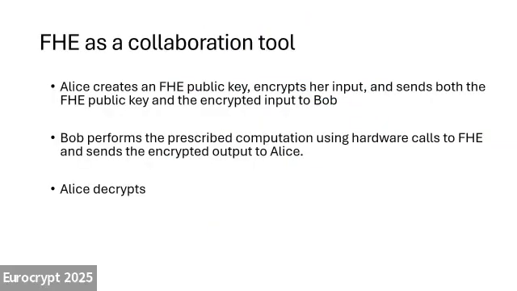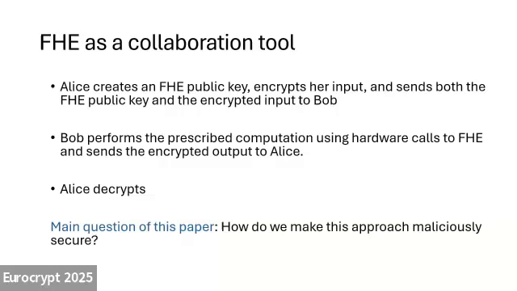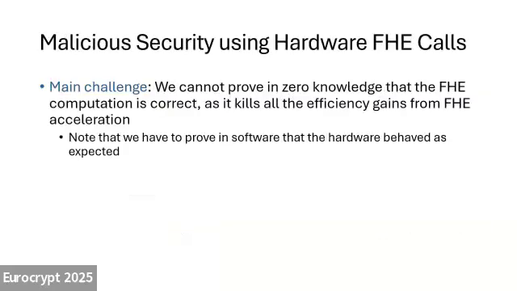Now, let us see how FHE can be used to construct a secure protocol. So what Alice does is that she creates an FHE public key, encrypts her input, and sends both the public key and the encrypted input to Bob. Bob then performs the prescribed computation using hardware calls to FHE and sends the encrypted output to Alice. Finally, Alice decrypts and gets the output. Now, the main question of this paper is, how do we make this approach maliciously secure?